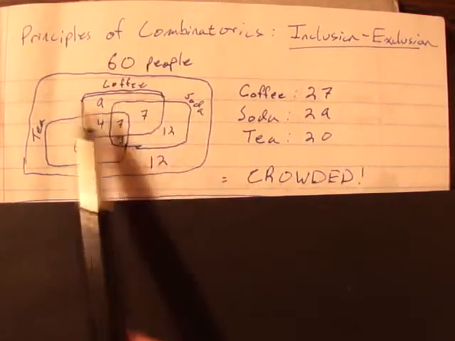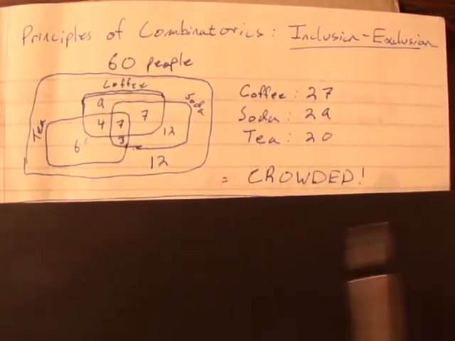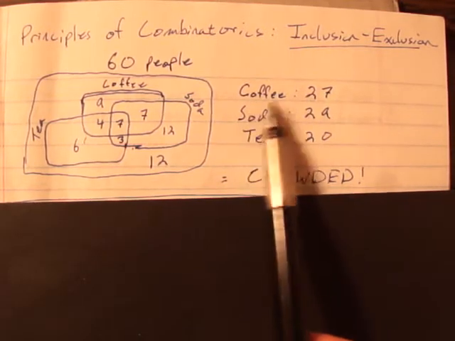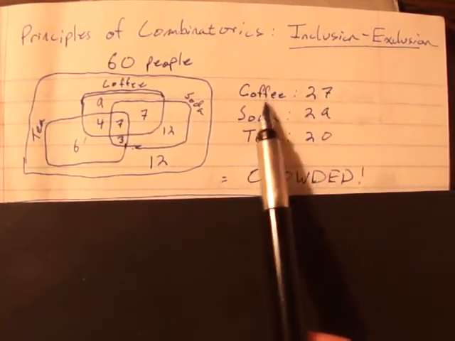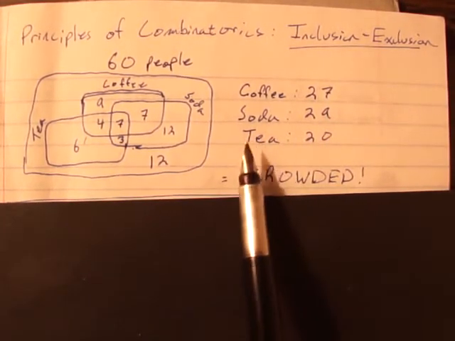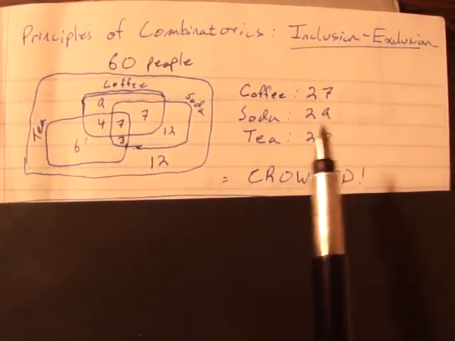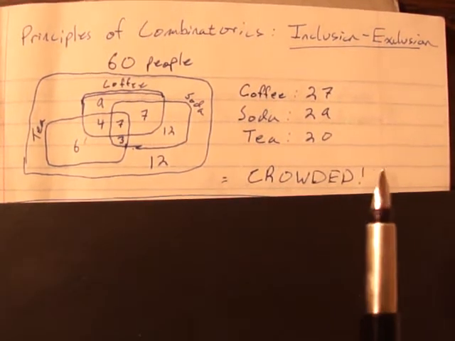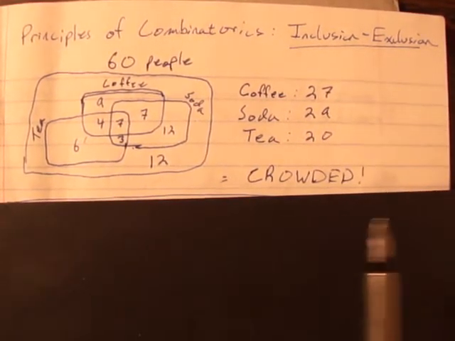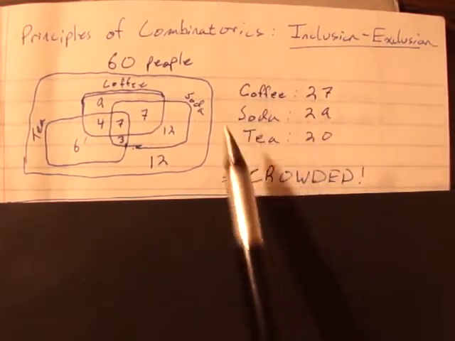So let's say we have 60 people in a ballroom, and there are drinks or snacks being served, and 27 people there are coffee drinkers, and 29 people there are soda drinkers, and 20 people there are tea drinkers, and we want to know how many people there aren't drinking coffee or soda or tea. Well, it turns out that it's not enough just to know these numbers.